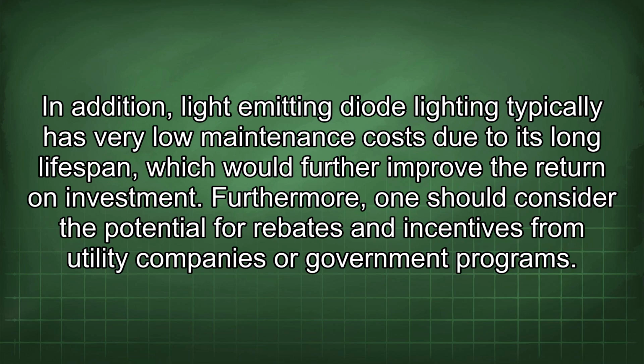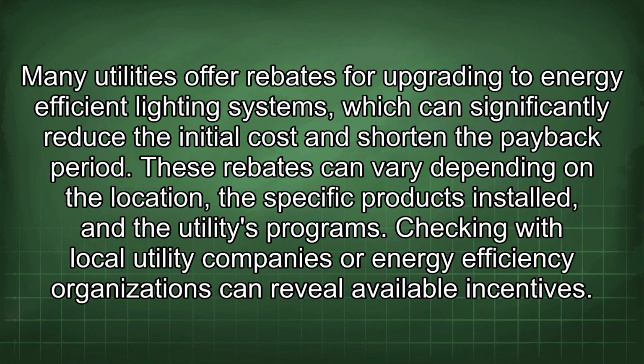Furthermore, one should consider the potential for rebates and incentives from utility companies or government programs. Many utilities offer rebates for upgrading to energy-efficient lighting systems, which can significantly reduce the initial cost and shorten the payback period. These rebates can vary depending on the location, the specific products installed, and the utilities' programs. Checking with local utility companies or energy efficiency organizations can reveal available incentives.